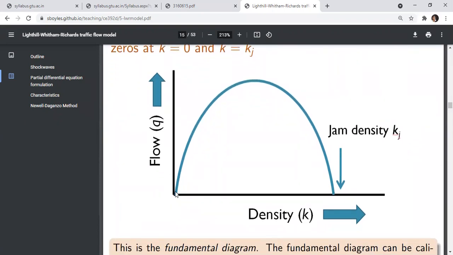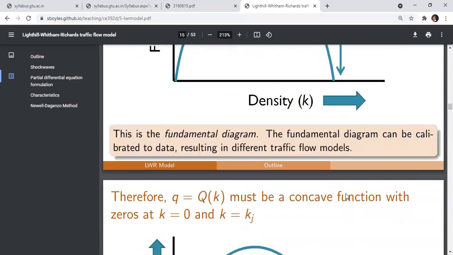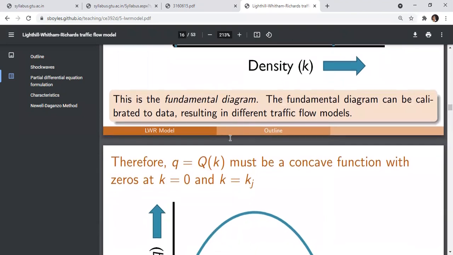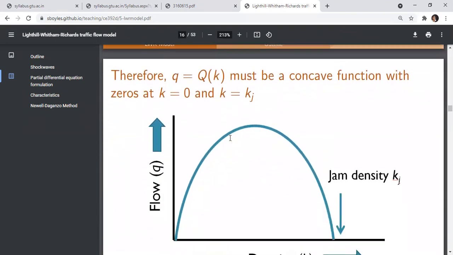So this diagram shows that if the flow is 0, q is equal to 0, the first case is that the vehicles are in the resting position, so the density is 0. But if u is equal to 0, the flow is 0 but the vehicle density is at the jam density kj. This is the fundamental diagram. The fundamental diagram can be calibrated to data, resulting in different traffic flow models.